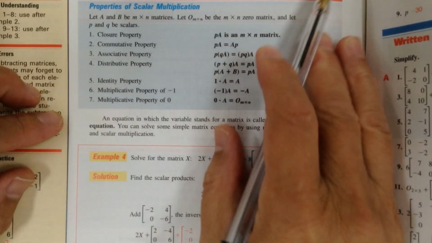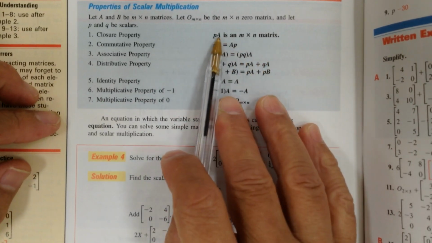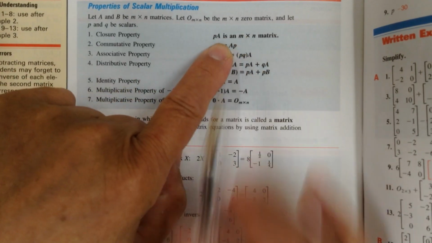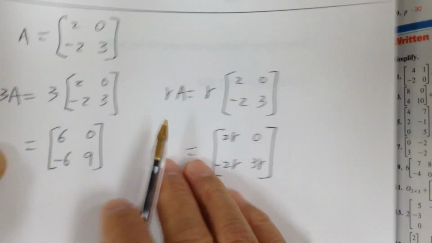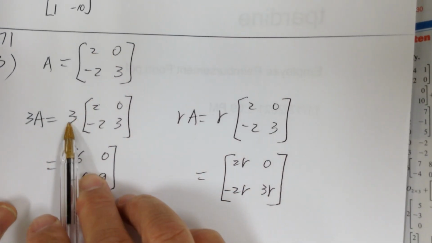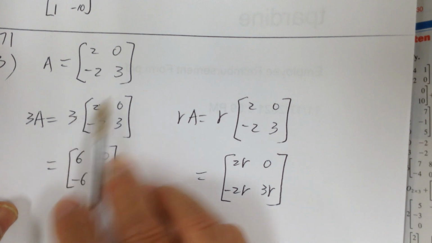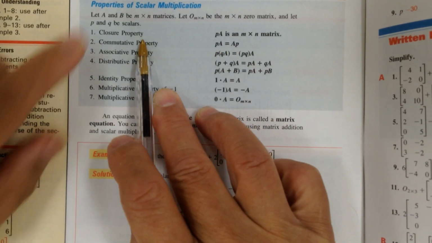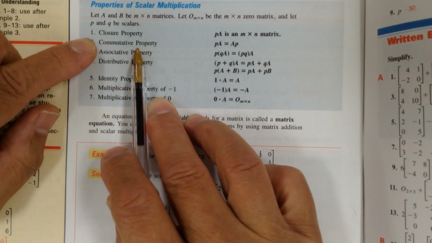So this has to do with multiplying by a number. When you multiply by a scalar, the dimension will not change, just like this one up here. See, when you have 2 by 2 and you multiply by a scalar, a number, your answer is still going to be 2 by 2. So again, the dimension will not change. That's what it's saying.